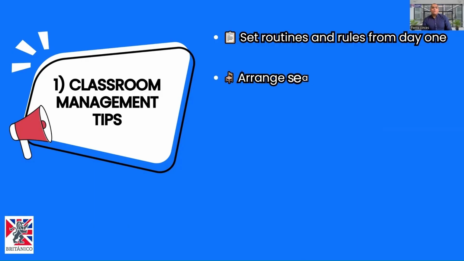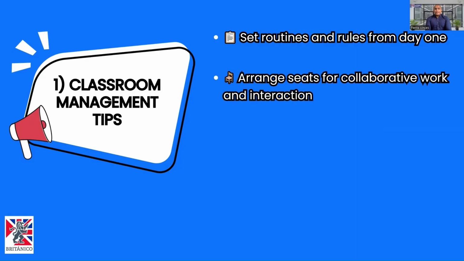Yeah. The second one, arrange seats for collaborative work and interaction. We teach English, and English is a communicative subject. So our students need opportunities to use the language and interact with their classmates. So when you group them, make sure they have someone to work with, to compare, to have a conversation, to complete together. And this is another tip. Group them based on how comfortable they feel with their classmates. Remember, we don't want to expose them.